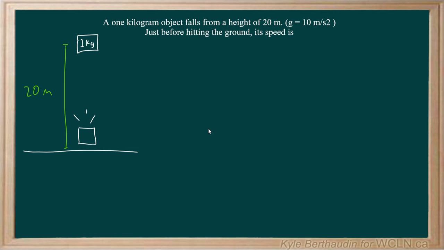A 1 kilogram object falls from a height of 20 meters. Just before it hits the ground, what is its speed? Well, to solve this question, we can use conservation of energy.